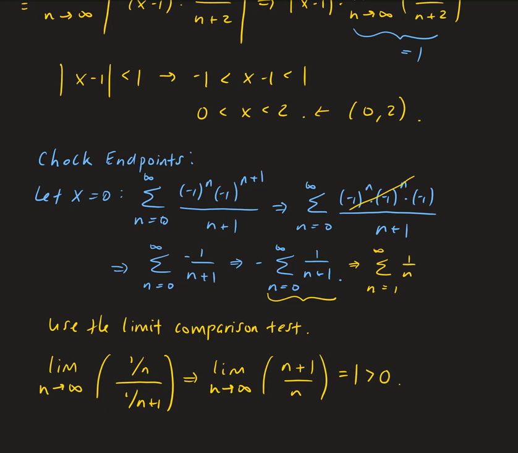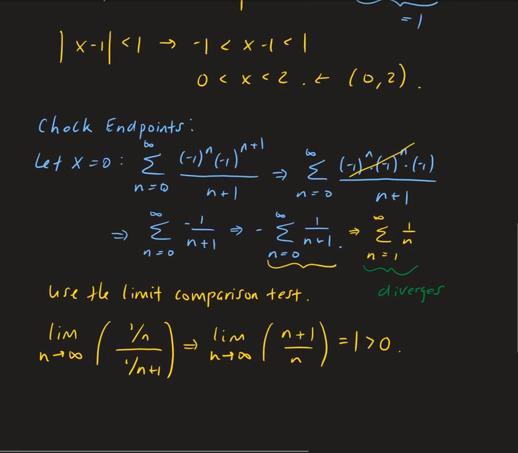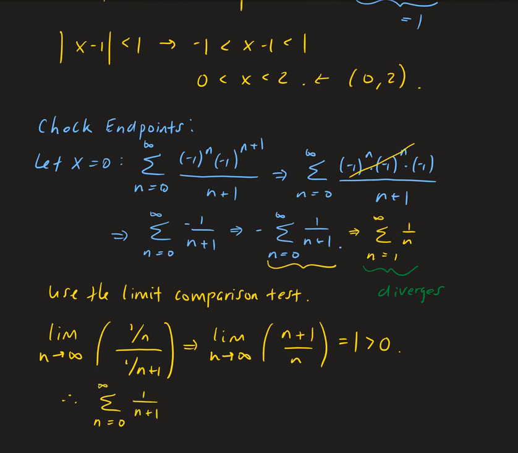Because this diverges, therefore the other series diverges. And with the negative, it's just a constant, so it's still going to diverge. So that tells us that at x equals 0, this series is diverging. Now we need to check the other endpoint.